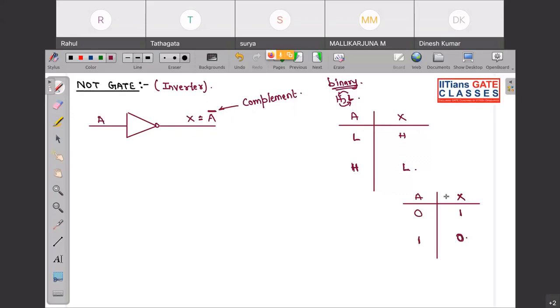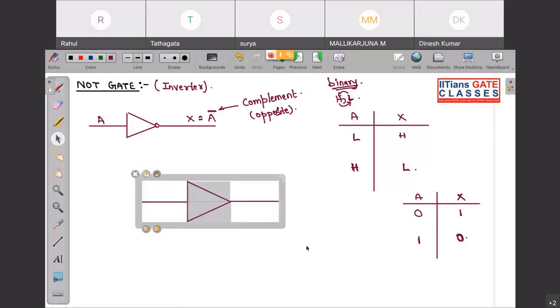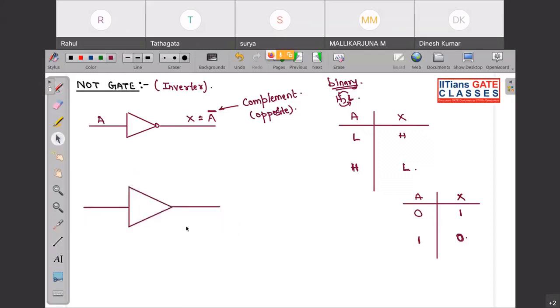So NOT gate is a logic gate whose output is always complement of the input. Complement also you can say, or you can say opposite, but usually we don't use this term opposite. It is not good to use this term. Now can anyone tell me what is this symbol? What is this?